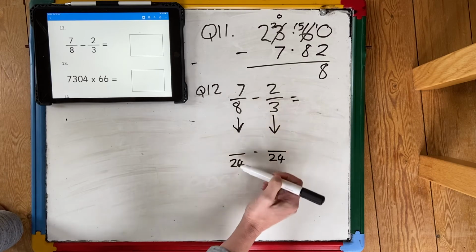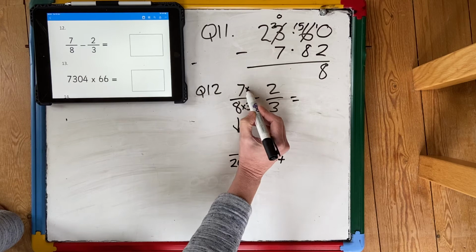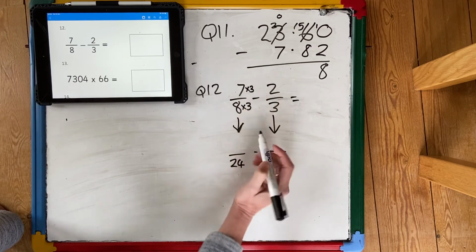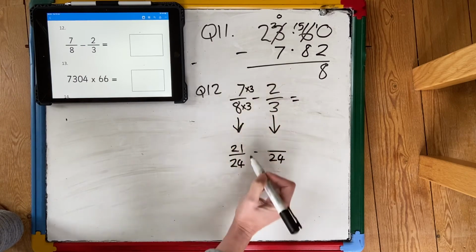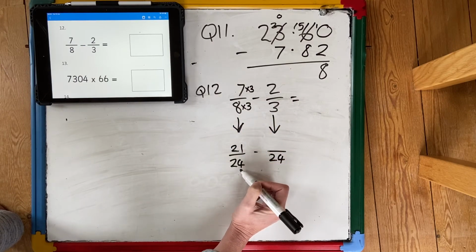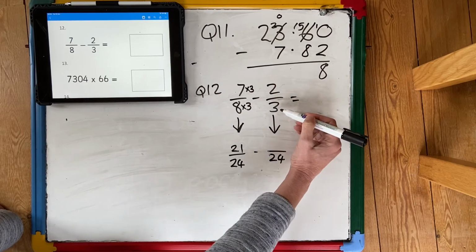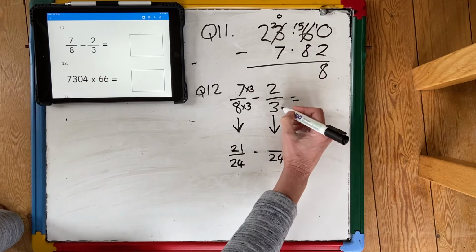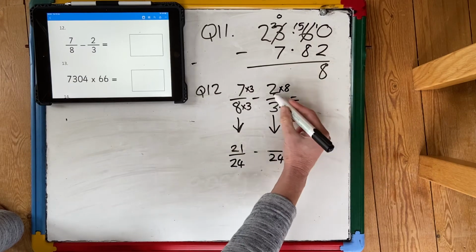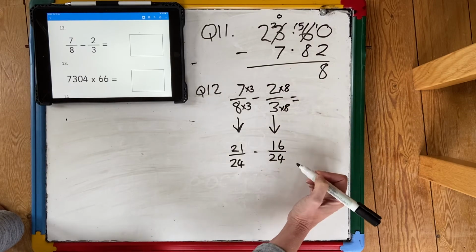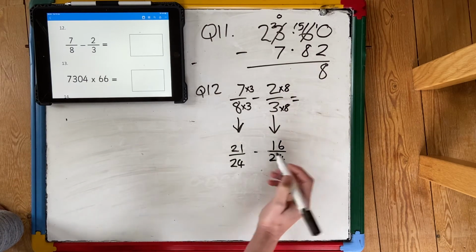So what do I do to 8 to make it into 24? What do I multiply 8 by to make 24? I multiply it by 3, which means I have to multiply the numerator by 3. So 7 times 3 is 21. So there's the equivalent fraction. 7/8 is equivalent to 21/24. What do I do to the 3? What do I multiply 3 by to make 24? I multiply it by 8, which means I have to multiply the numerator by 8. So 2 times 8 is 16. So 2/3, the equivalent fraction is 16/24.